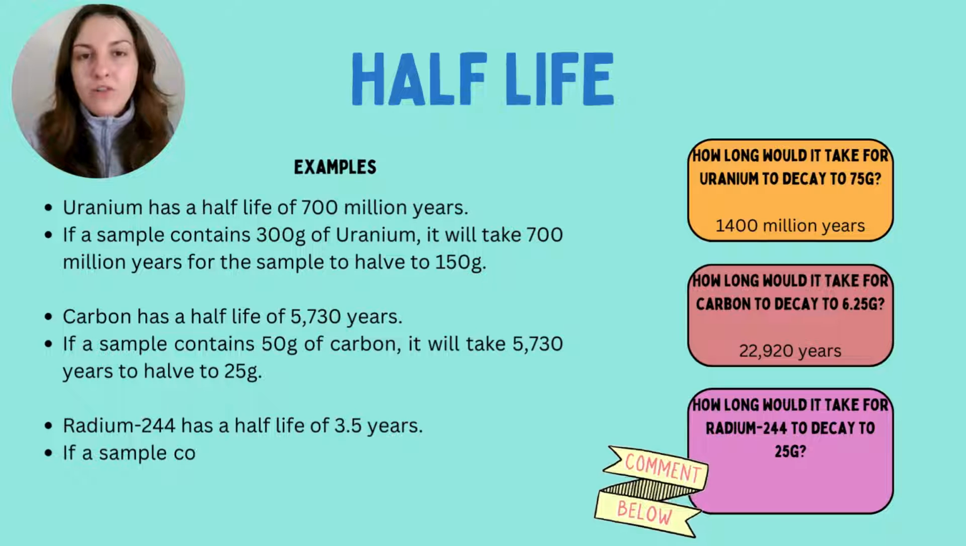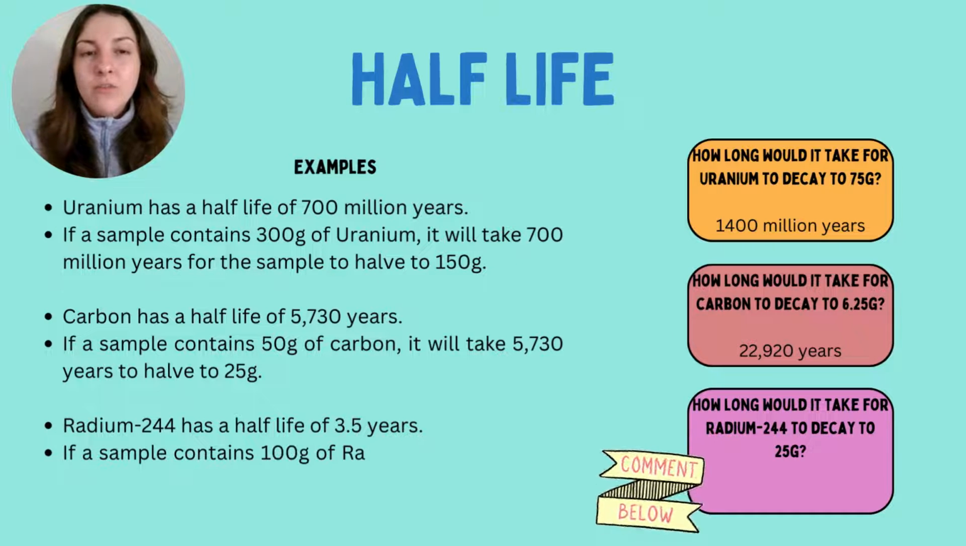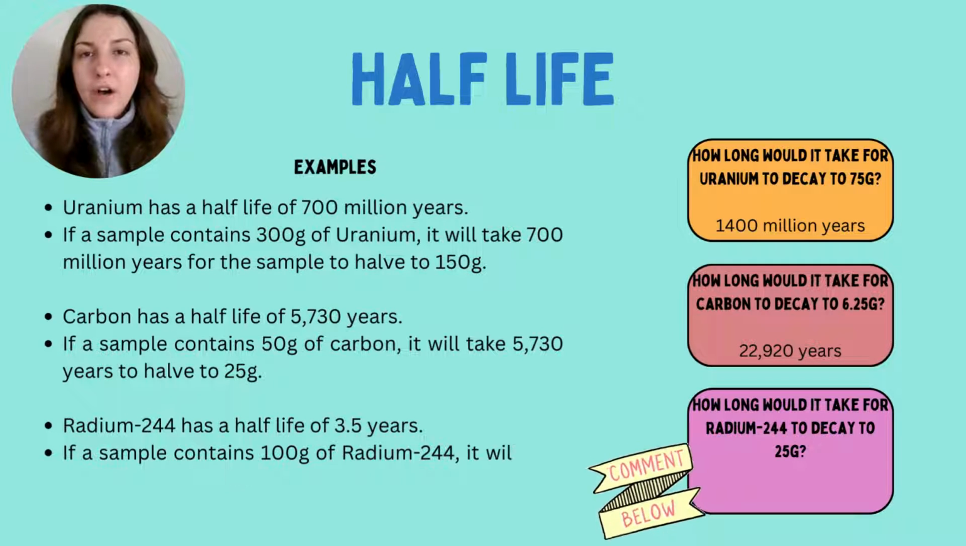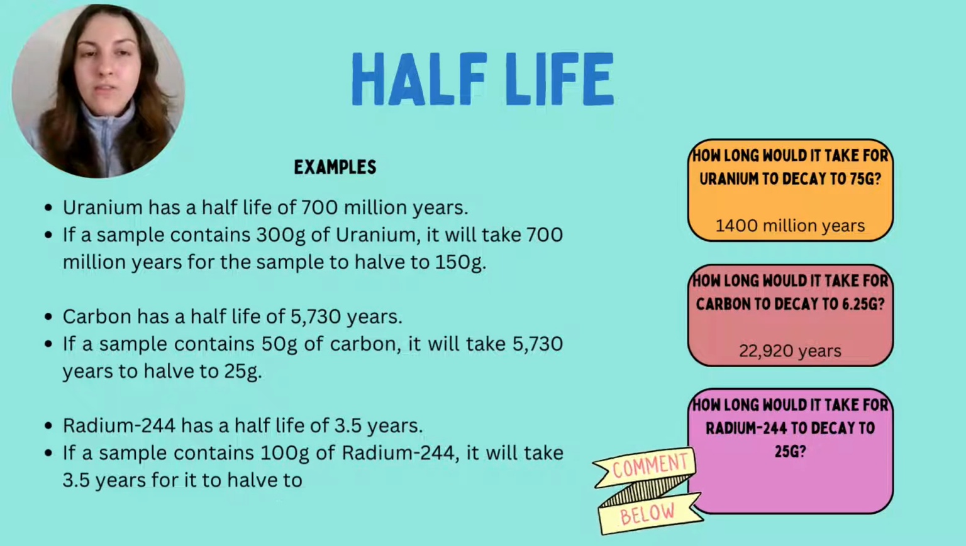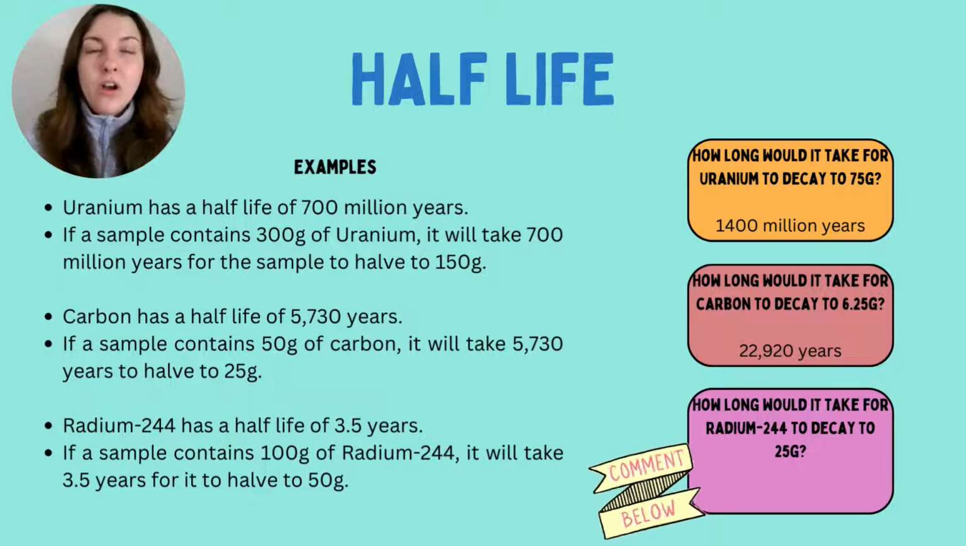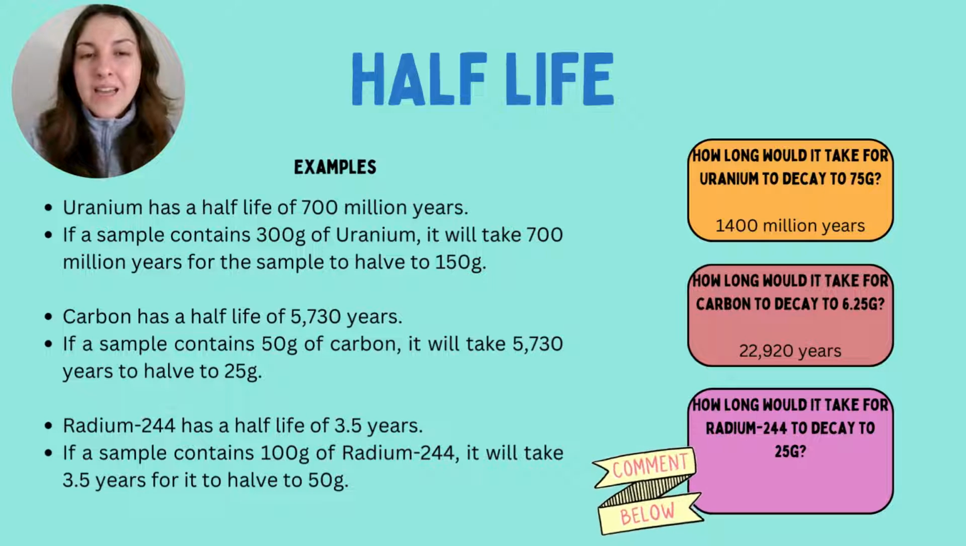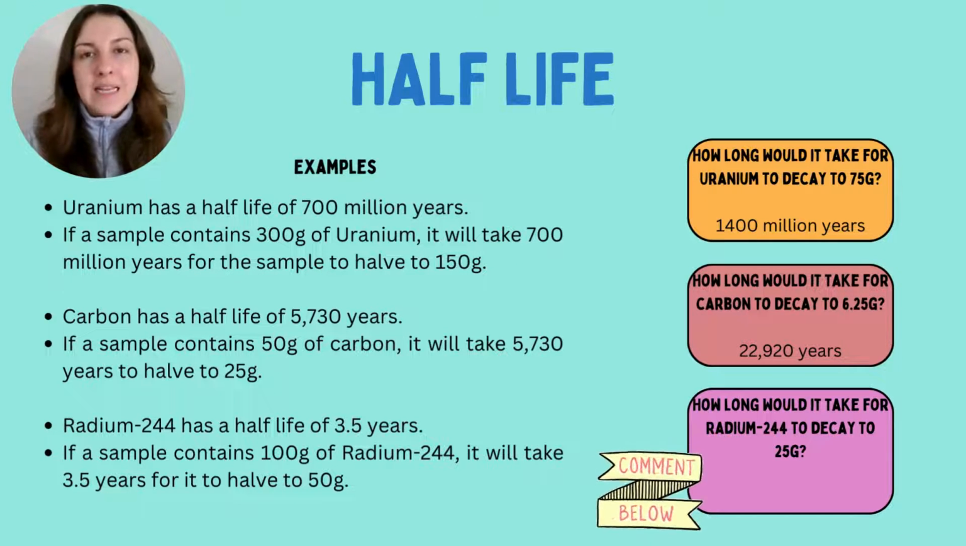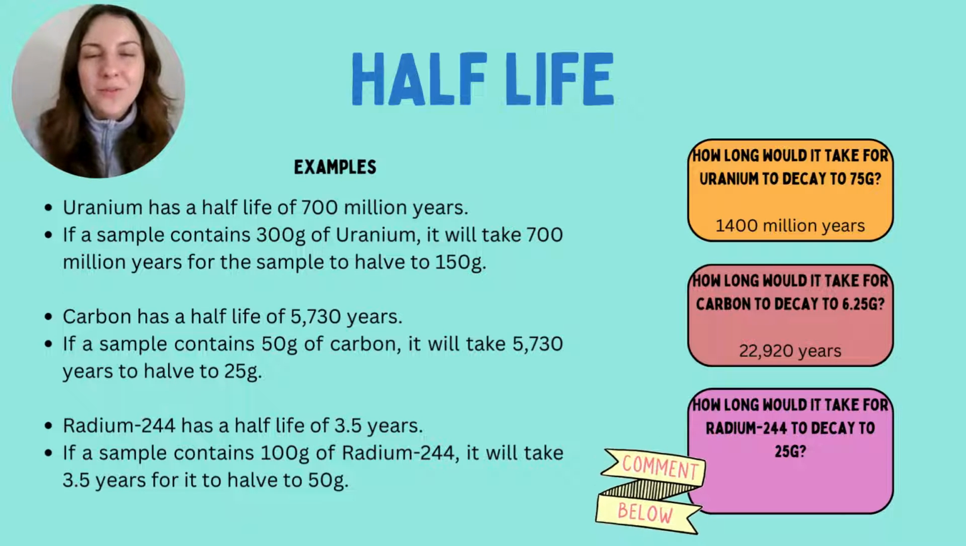And based on this information, if we know it's taken 700 million years for the sample to halve from 300 grams to 150 grams, if we halve 150, we get to 75. And that's important because it means it's going to take another 700 million years to decay to that 75 grams. So if we start off with 300 grams, how long will it take to decay to 75 grams? Well, it's actually going to take 1400 million years, which is an incredibly long period of time, but that would be the answer there. Let's do another one.